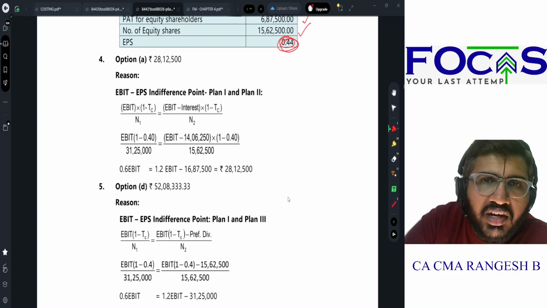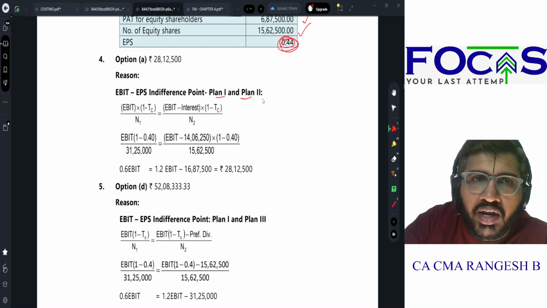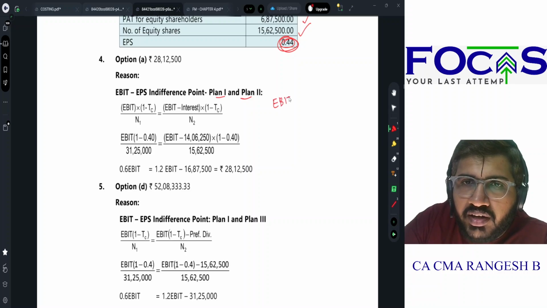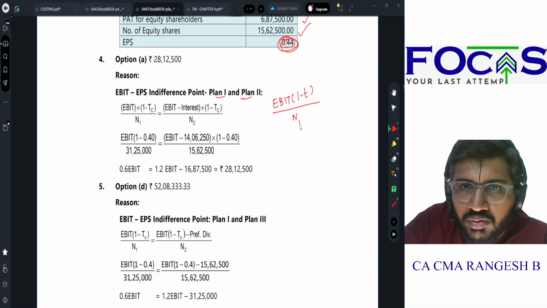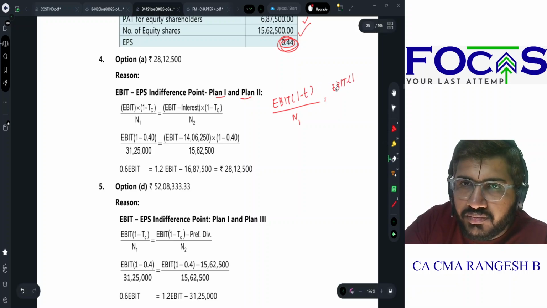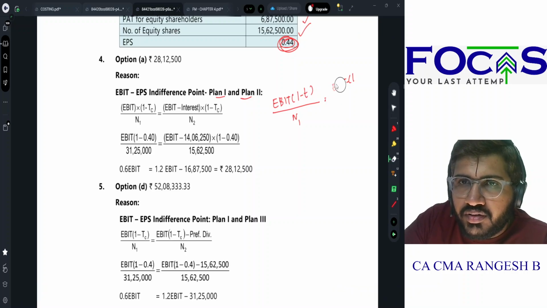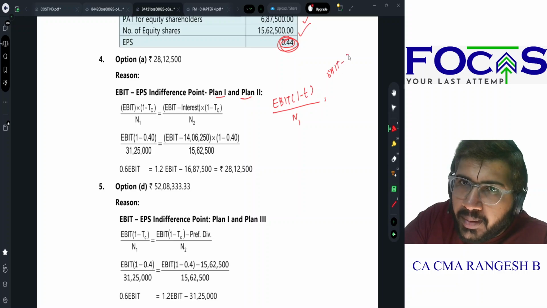EBIT EPS indifference point between plan 1 and plan 2. How can we calculate? EBIT into 1 minus tax rate divided by number of shares under alternative 1 should be equal, at the indifference point, to EBIT minus interest into 1 minus tax, the whole divided by n2. Just give me a minute.